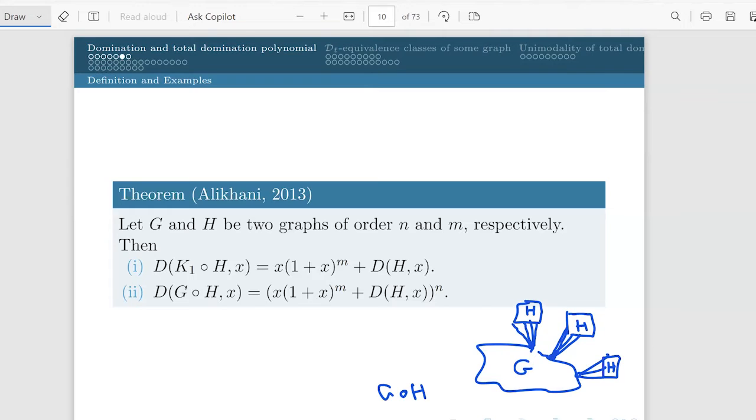And very interesting, the domination polynomial of G corona H does not depend on the structure of the graph G, and is equal to x times (1 plus x) to the n plus the domination polynomial of H to the n, where n is the order of G.